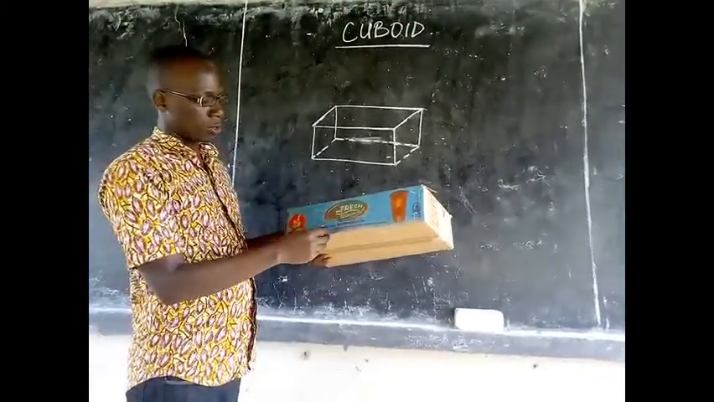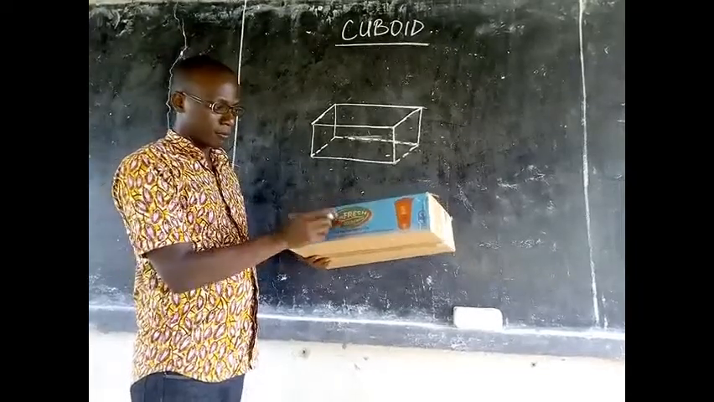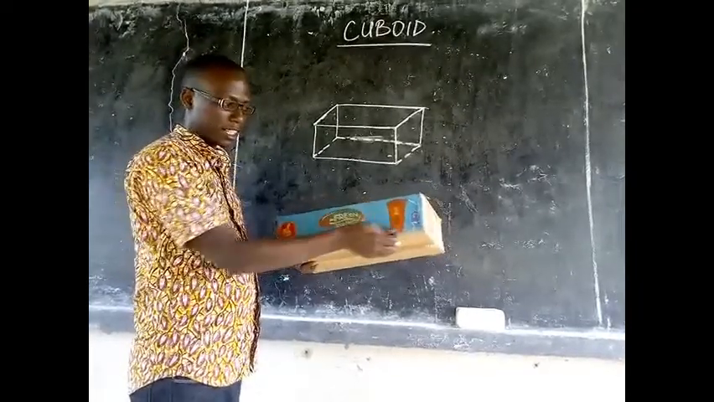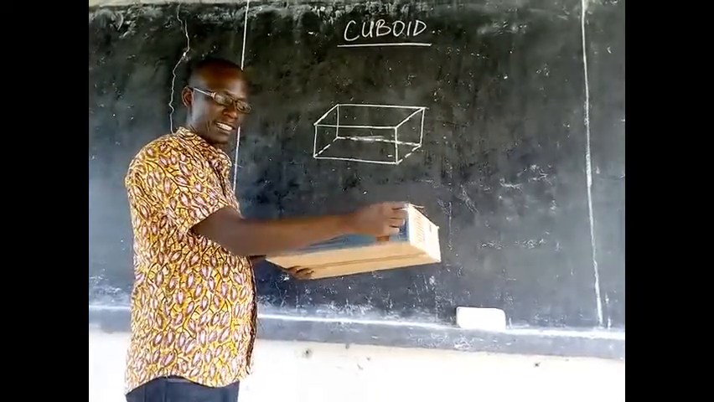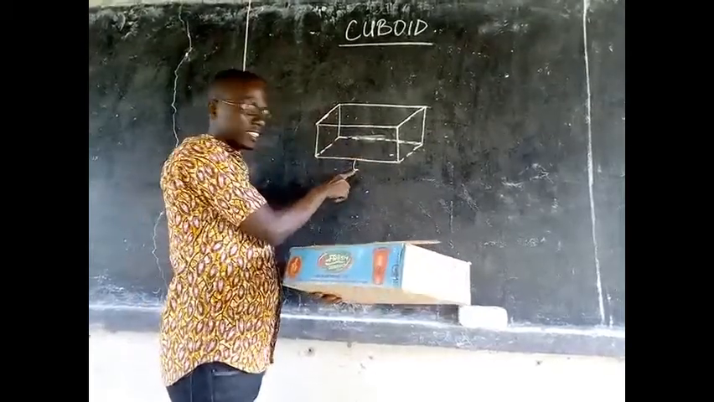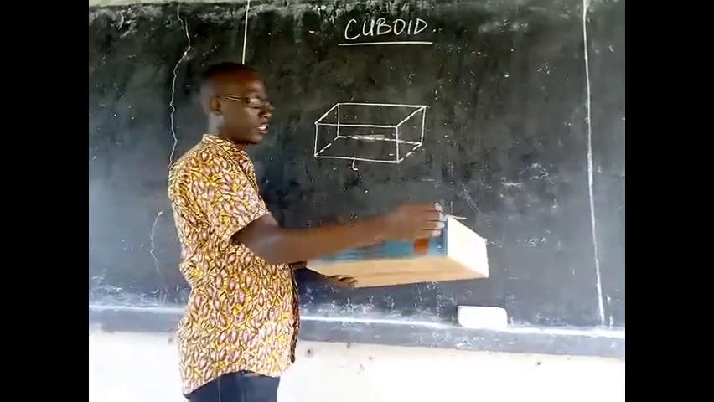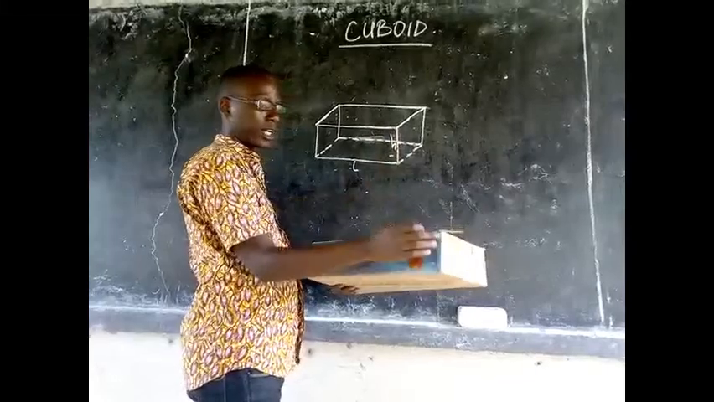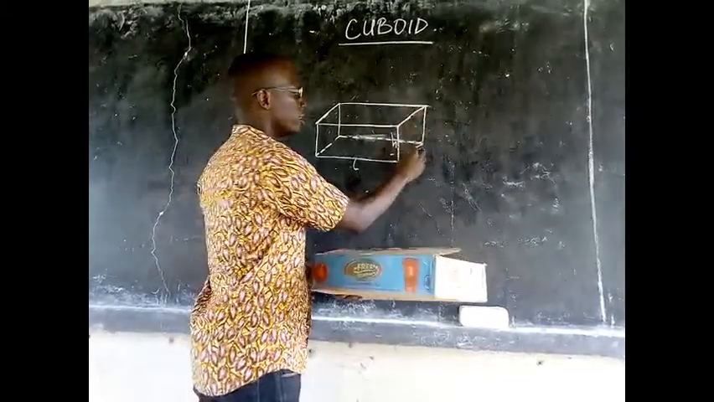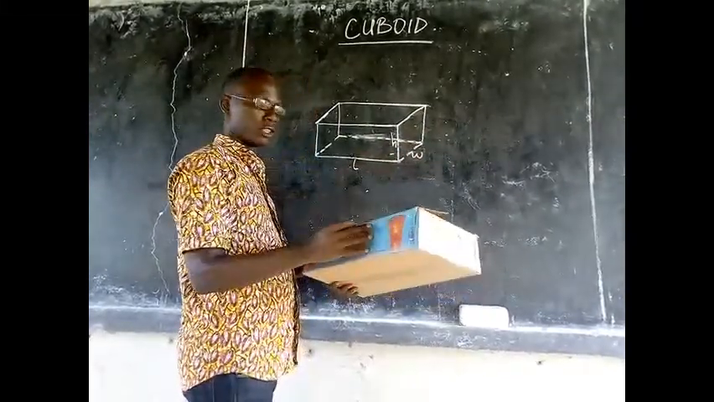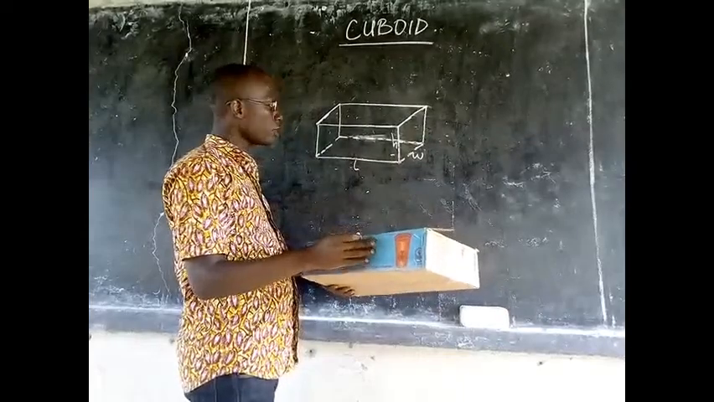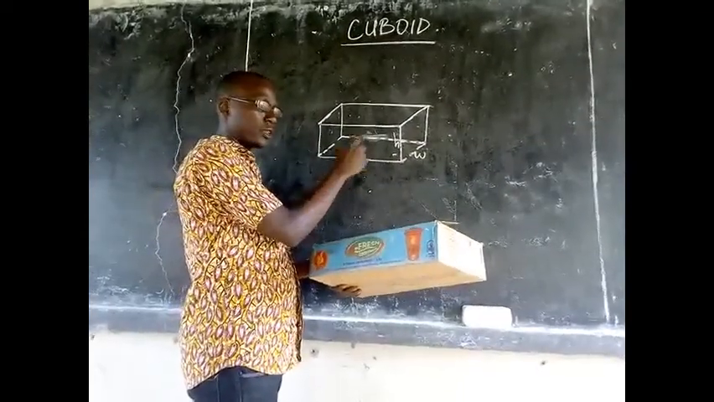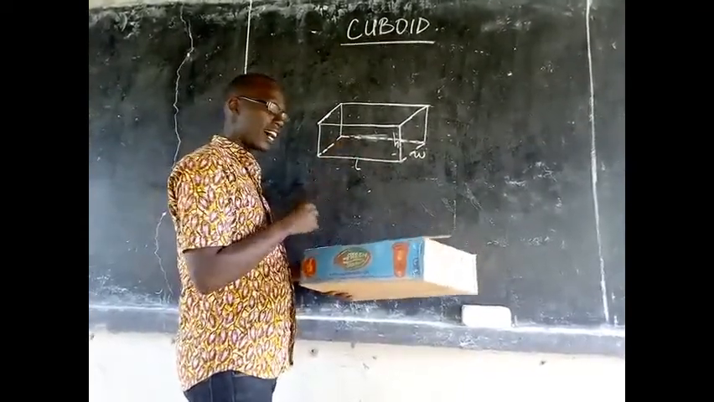Now, we should clearly see that for this face, this is the length, this is the height. So we have the length of the cuboid, then this one is our height h, then this one is our width of the cuboid. So it has a length, width, and then height.